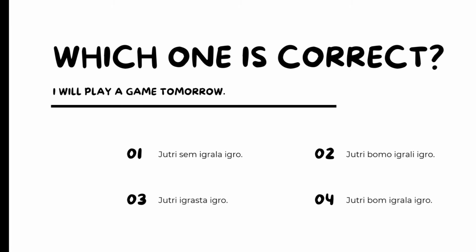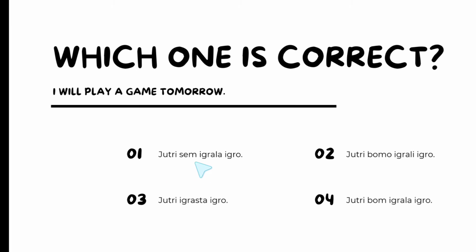Now we have more practices, and the next practice is which one is correct. And the sentence we have is I will play a game tomorrow. These are quite similar, but you have to try and figure out just from what we've been learning until now, even if you don't know all the words, which one sounds correct. The first option is Jutri sem igrala igro.